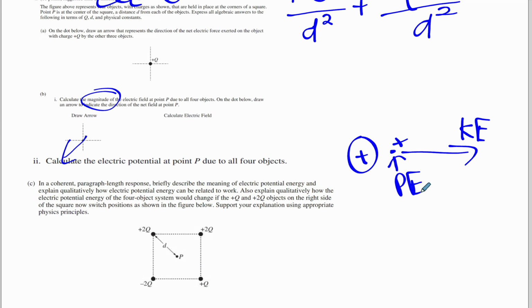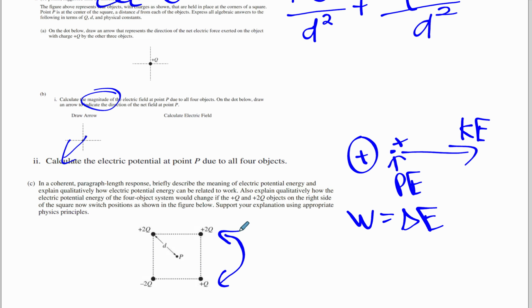Explain qualitatively how electric potential energy can be related to work. As always, work equals change in energy. It's just the work energy theorem. Also explain qualitatively how the electric potential energy of the system would change if the plus Q and the plus 2Q objects on the right side switched. So basically we switched these guys. Before, it was plus Q on the top and 2Q on the bottom. Now it's Q on the bottom and 2Q on the top. Support your explanation using appropriate physics principles.